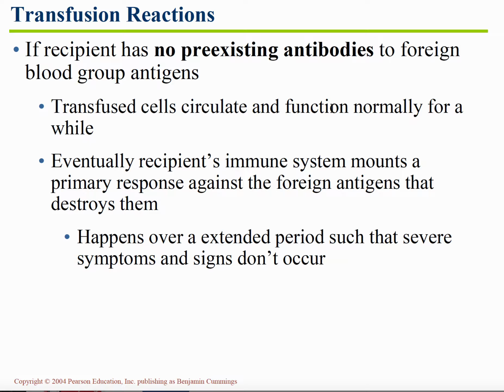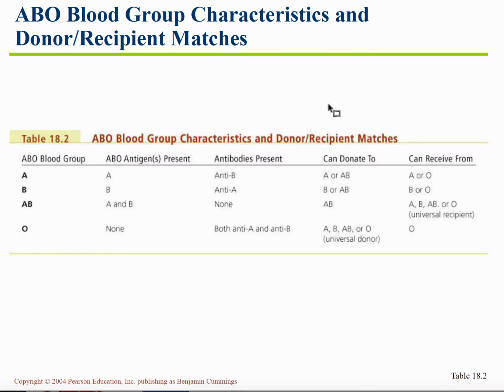So there's the little summary chart. Okay. Here is our universal recipient. Here's our universal donor. If you're AB positive, they're not going to call you to donate very much because you can only donate to other AB positive people.